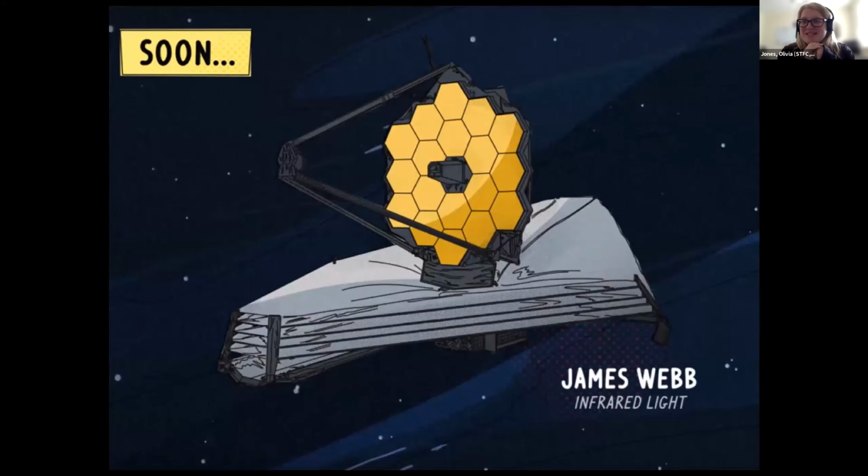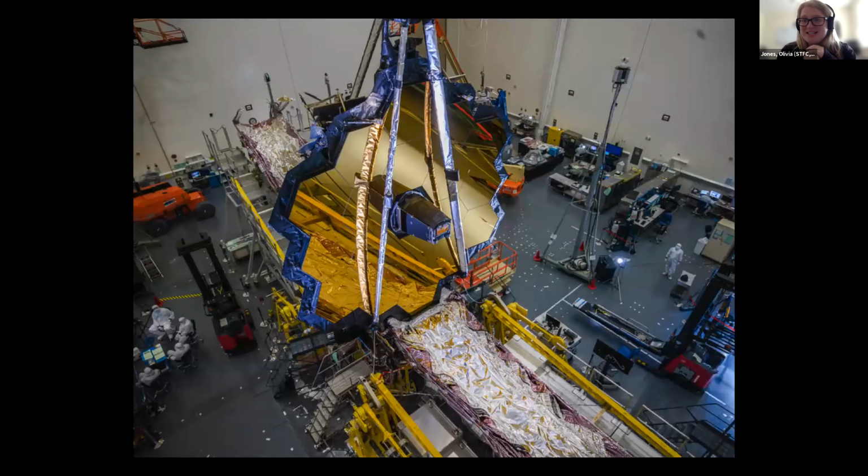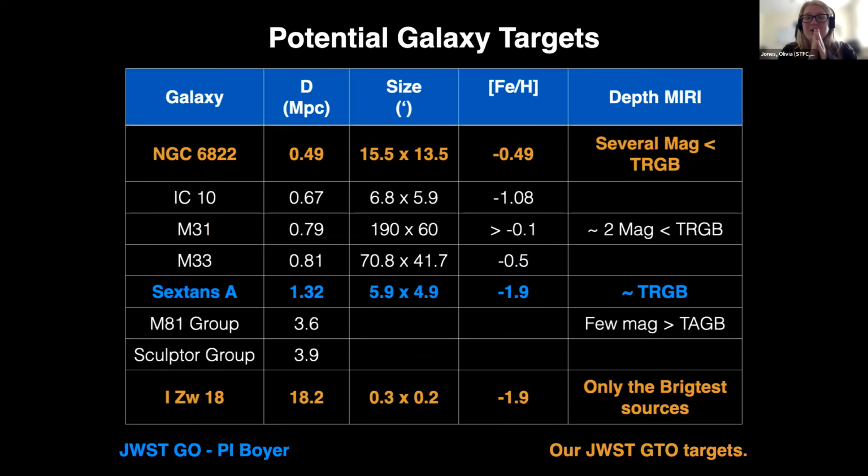So JWST is going to be launched very soon, later this year. It's currently sat in Northrop Grumman. It looked absolutely beautiful, and we ship soon to French Guiana. And we have a large sample to look at AGB star populations. So I've talked about Sextans A, but I'm looking also at the nearby galaxies NGC 6822 and I Zwicky 18.